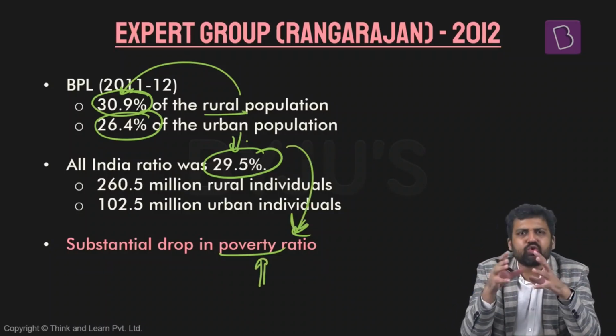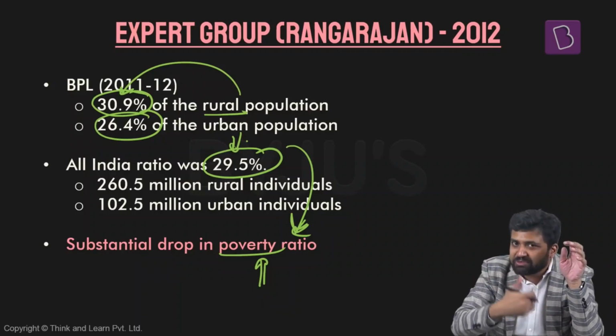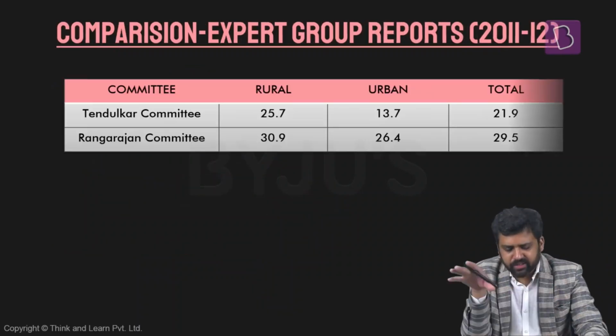And this is something which is also shown by other estimates, like independent estimates by the World Bank and other institutions. They have also carried out estimates. They also point out that in the case of India, there has been a reduction in poverty rates. So this is how the Rangarajan committee's ratio looks.